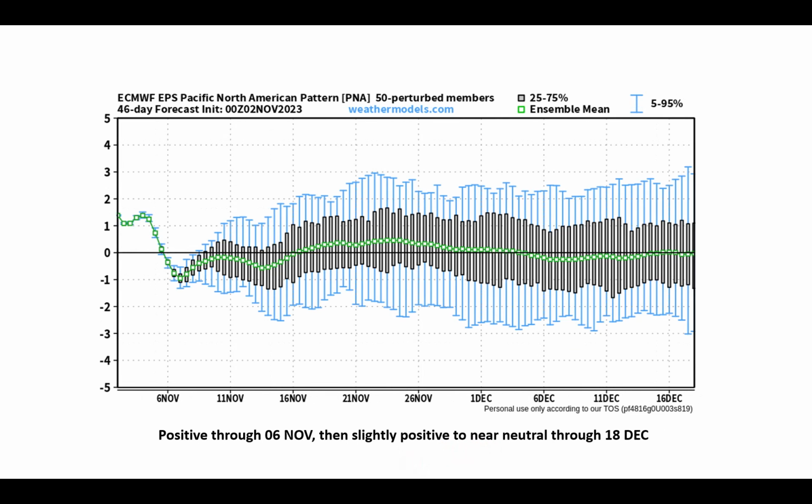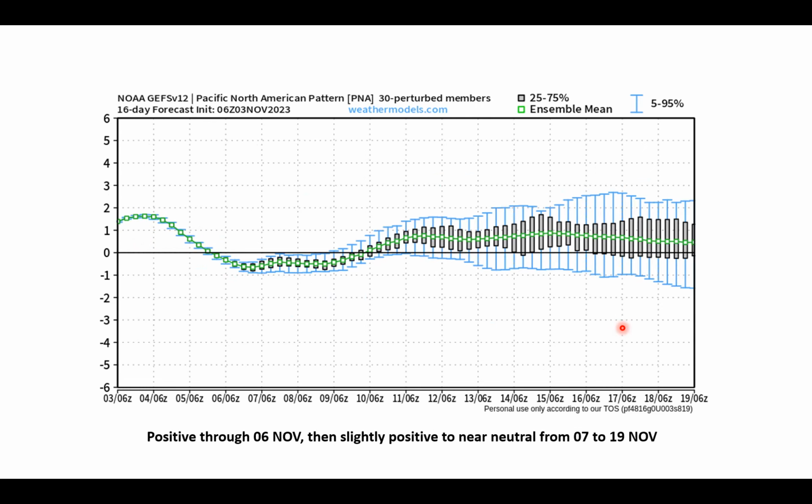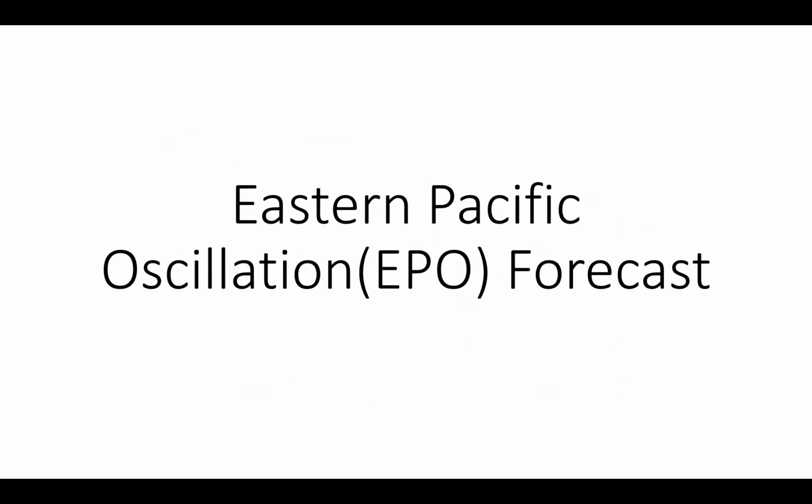European EPS PNA 50 perturbed members, now we're showing you the 46-day forecast. Positive PNA right now through 6 November, and then slightly positive again to near neutral throughout the period to 18 December. And then NOAA GEFS V12 PNA 30 perturbed members showing a positive phase of the PNA initially through 6 November, then back slightly positive to near neutral from 7 to 19 November.